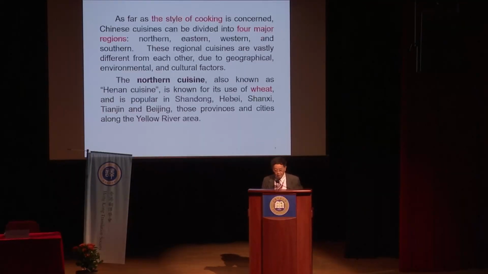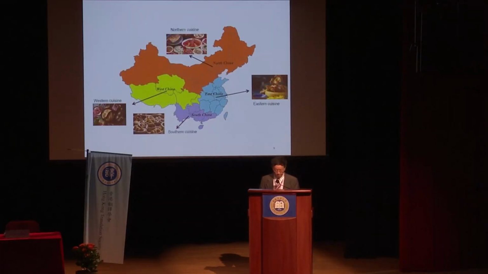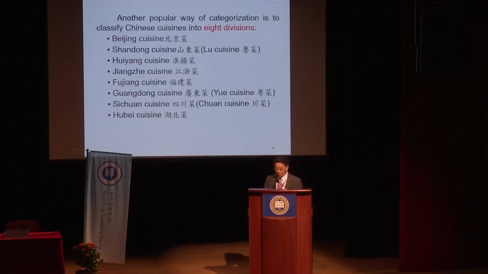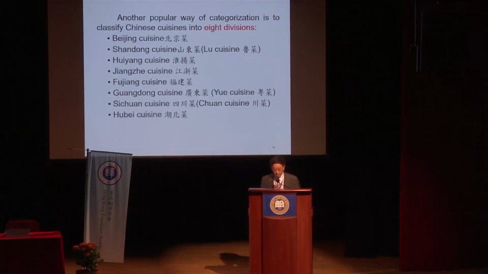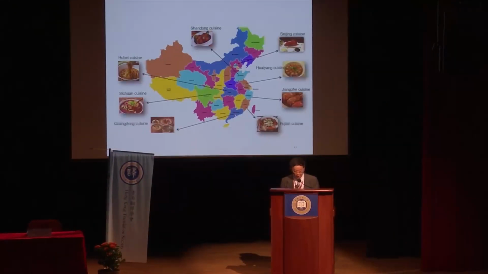Typically, we divide the style of cooking into 4 major regions: North, Eastern, Western, and Southern regions. This is the kind of map showing the 4 regions: the Northern regions cuisine, the Eastern cuisine, as well as the Southern cuisine, as well as the West cuisine, according to the 4 directions. Another way of categorizing Chinese cuisines would be put them into 8 divisions, as shown in another map.